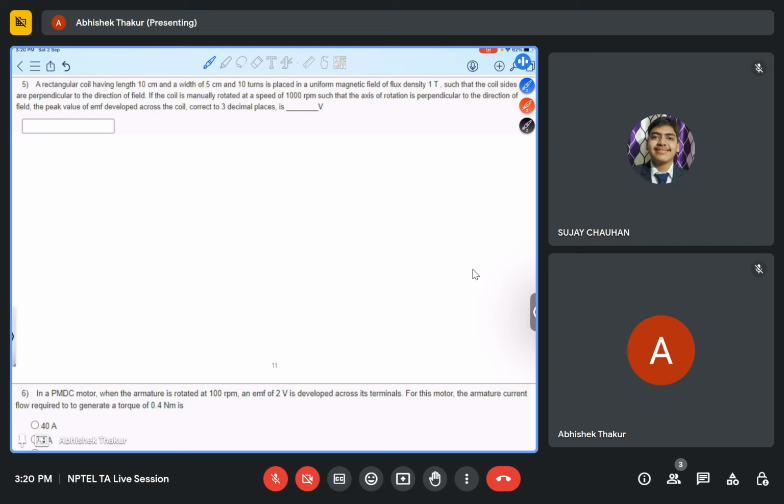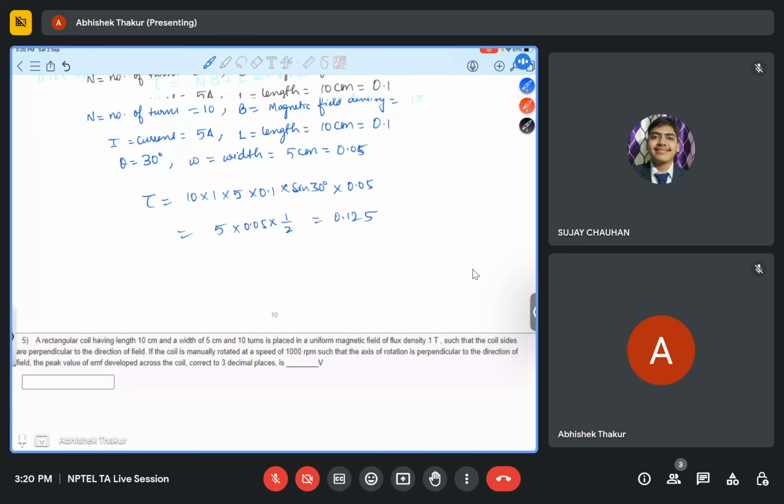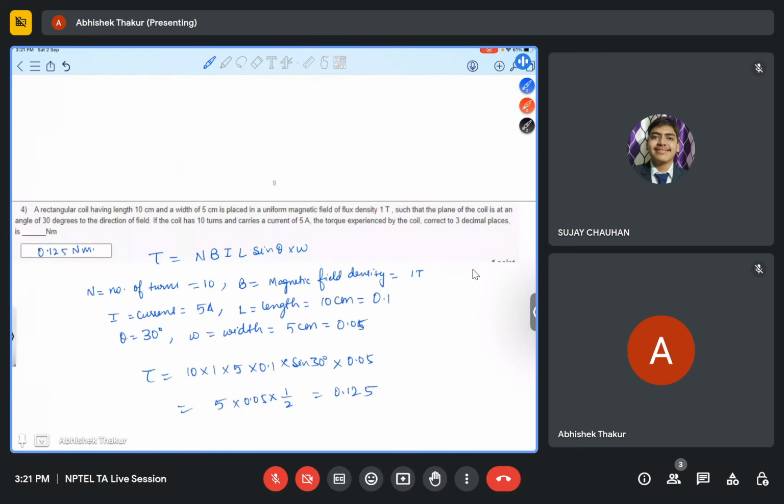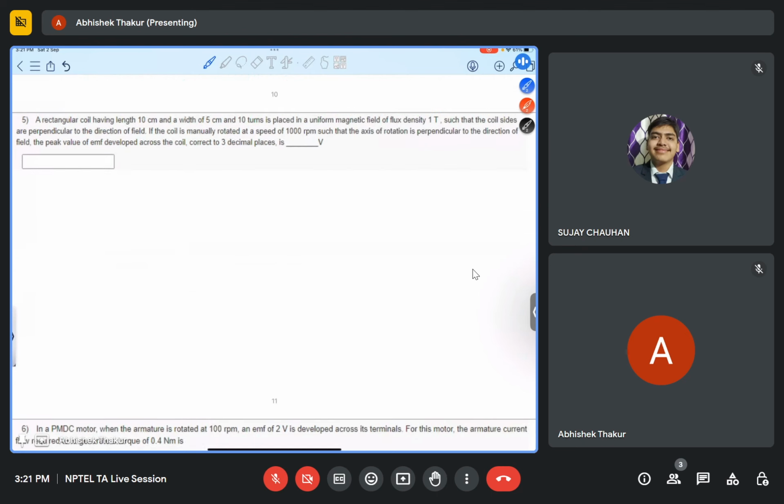So in this question, it is given a rectangular coil having length 10 centimeter, width 5 centimeter, and 10 turns, placed in a magnetic field of flux density 1 Tesla. Oh, I think the questions are repeated. No. Okay, this is a different question. So the coil sides are perpendicular to the direction of field.